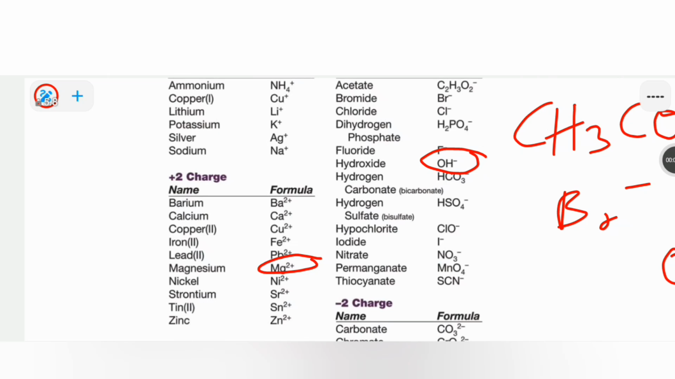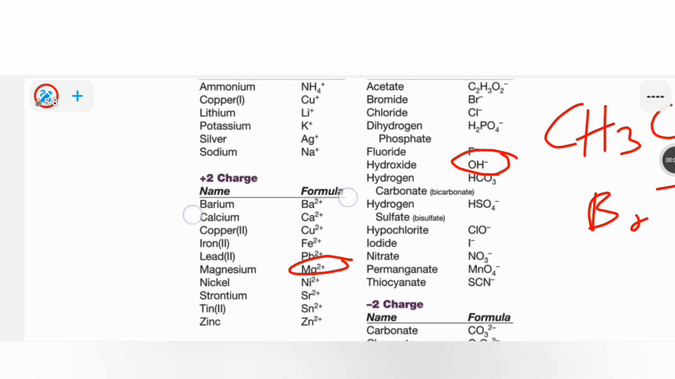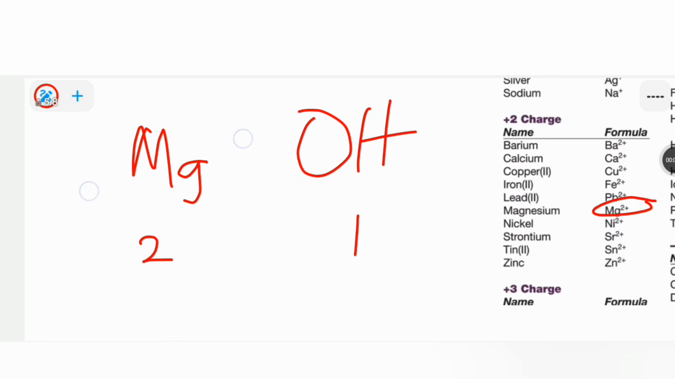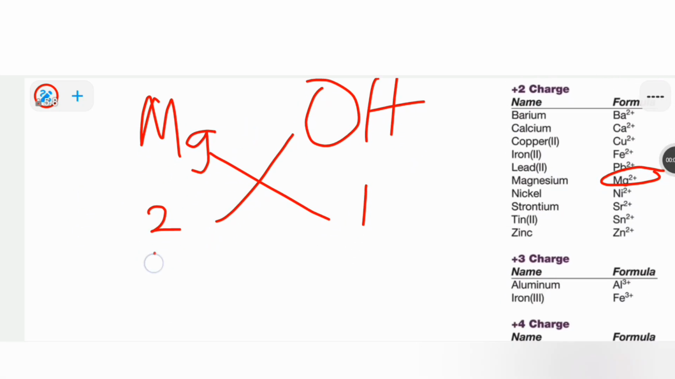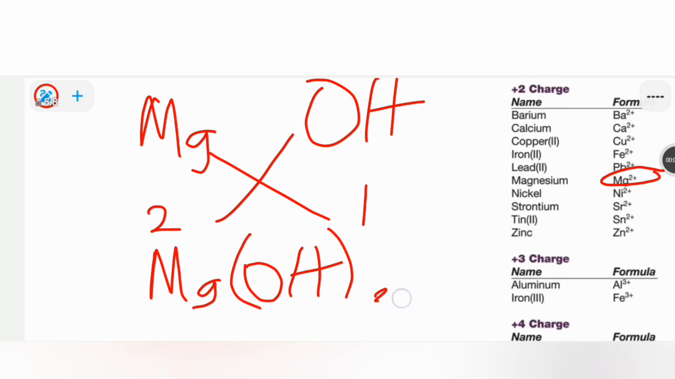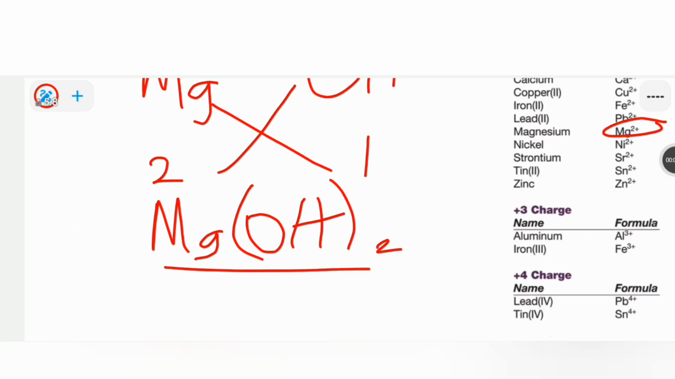Magnesium is 2+. So let's combine them now. That will be Mg, which is magnesium, the power is 2. Hydroxide, the power is 1. So exchange. That will give you Mg(OH)2. This 2 here is for both OH minus, the two of them, so you have to put this in brackets like this. Mg(OH)2. So this is the formula of magnesium hydroxide.